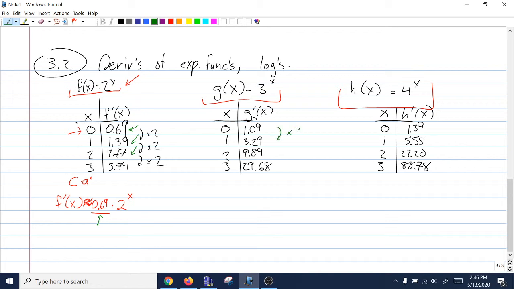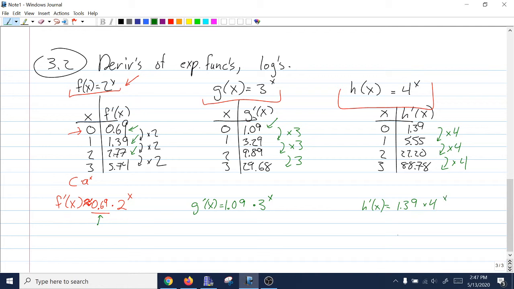And the same thing's going on here. This is tripling at every step. And these numbers turn out to be quadrupling at every step. So these are also exponential growth functions. This one is going to be something times 3 to the x, and the something, the initial value, is 1.09. This one was g prime of x, not f prime of x. And it looks like h prime of x is 1.39 times 4 to the x.